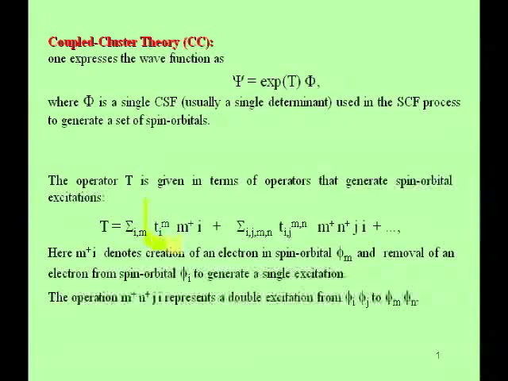So if you were doing a coupled cluster calculation called CCS, single excitations, this T operator would only include this first term, t_i^m a_m^† a_i, and that would generate, at least at first glance, something that would be single excitations with coefficients that are given by t_i^m.